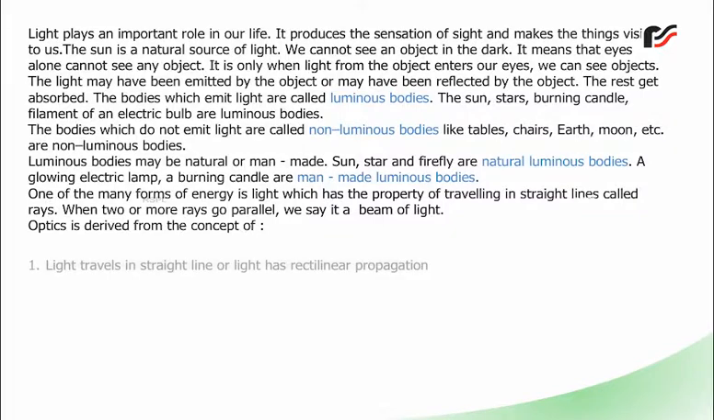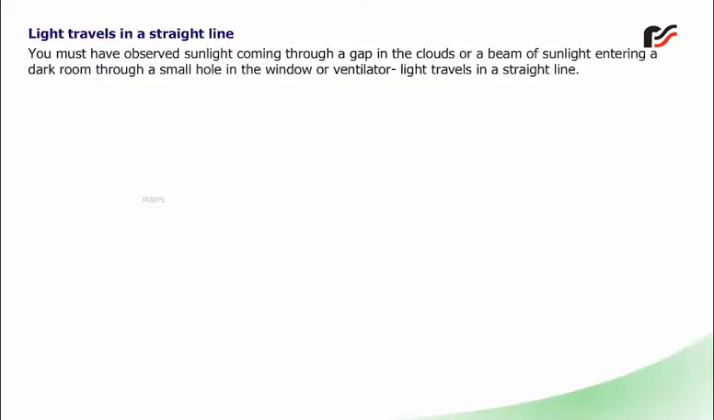Optics is derived from the concept of: 1. Light travels in a straight line, or light has rectilinear propagation. 2. Laws of reflection. 3. Laws of refraction. Light travels in a straight line. You must have observed sunlight coming through a gap in the clouds or a beam of sunlight entering a dark room through a small hole in the window or ventilator. Light travels in a straight line.